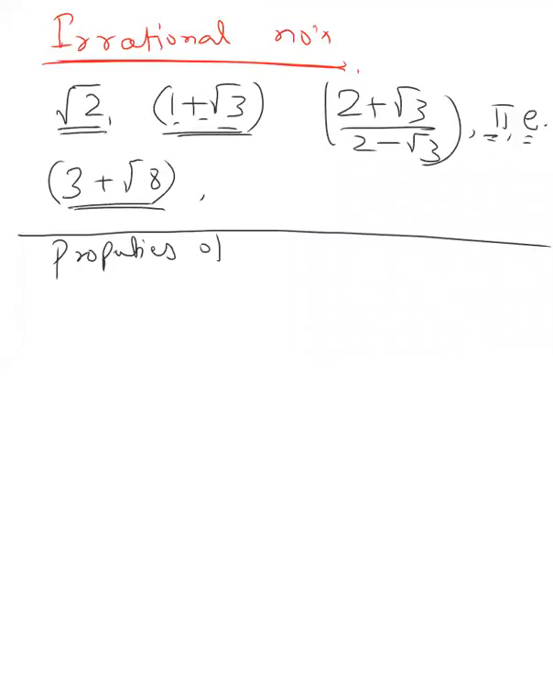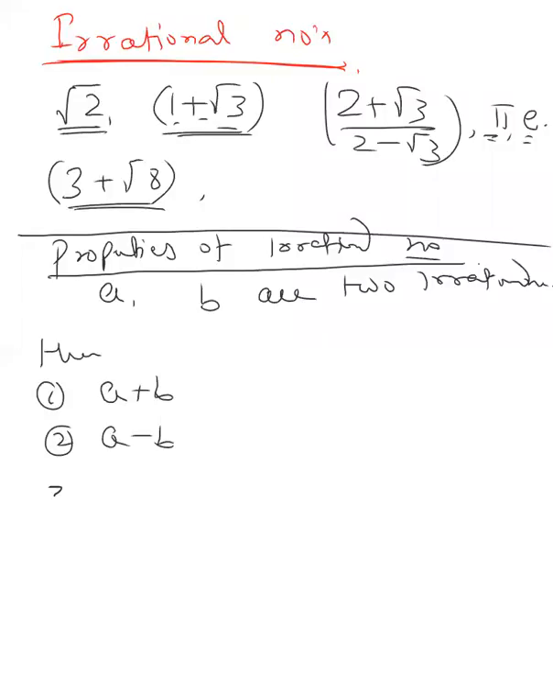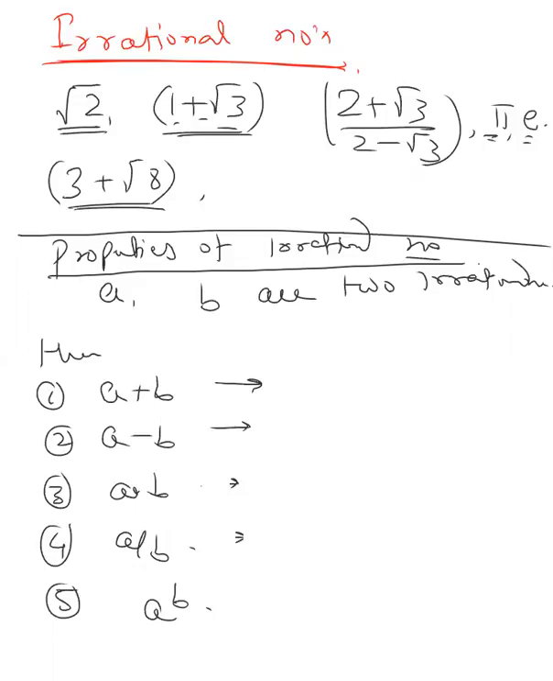Properties of irrational numbers. Like if I'm saying A and B are two irrational numbers, then first A plus B, second A minus B, third A into B, fourth A by B, right? Or you can extend it as A to the power B, right? What can we say about these things?